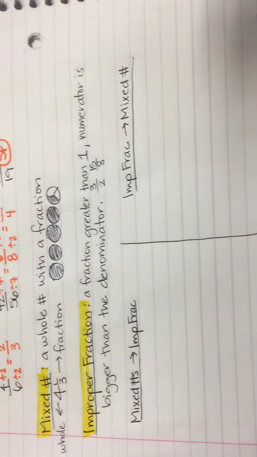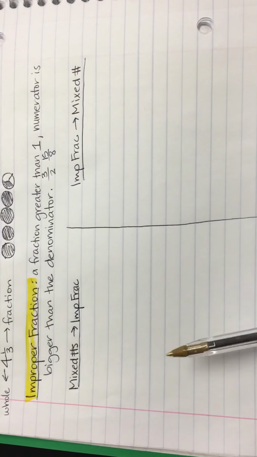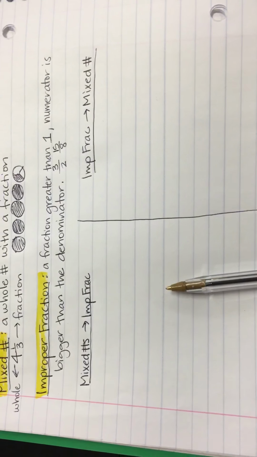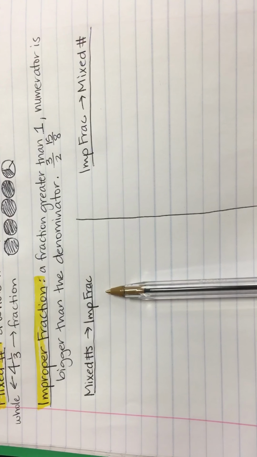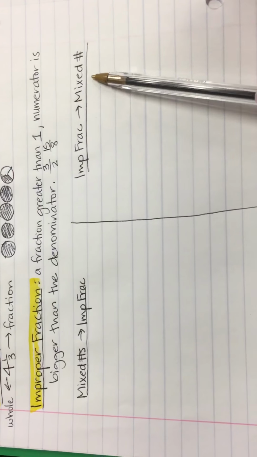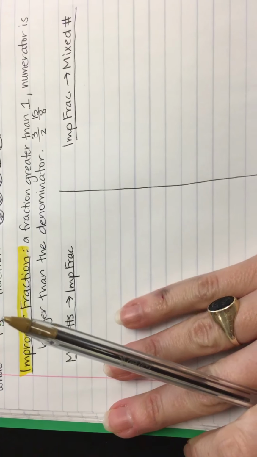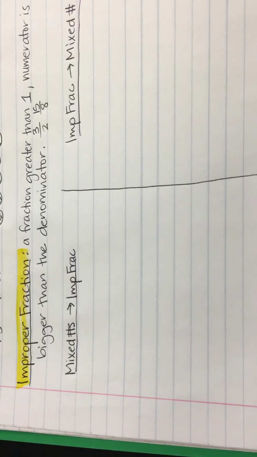Okay, so now that you have all of this information entered into your notebook and you've set this up at the bottom of your notebook for today, we're going to talk about how do you take a mixed number and turn it into an improper fraction, and then how do you take an improper fraction and turn it back into a mixed number. So I just want us to think for a second about a mixed number.